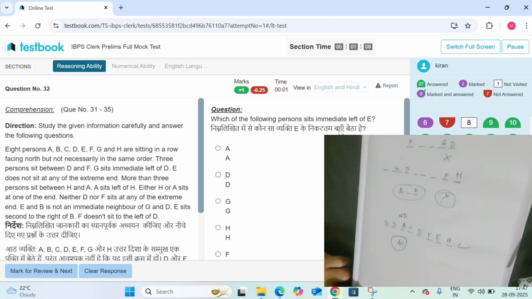Which of the following persons is immediate left of E? That is F. Which of the following is second to the right of C? F. Which of the following persons is third from the left end? A. Next. How many persons sit between A and F? A and F, 2.